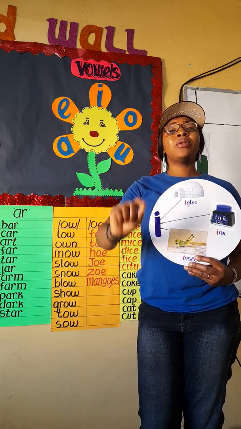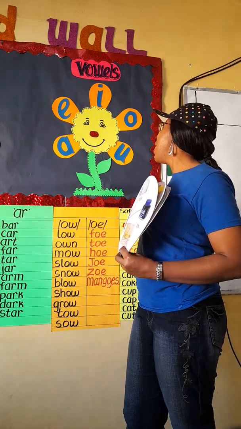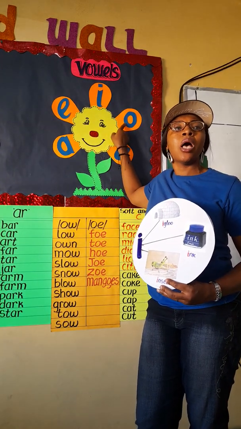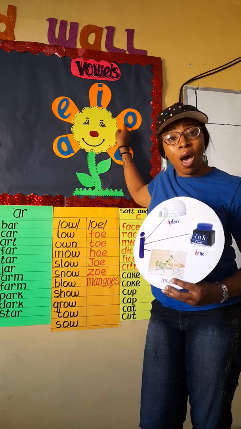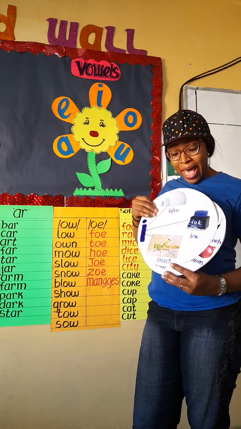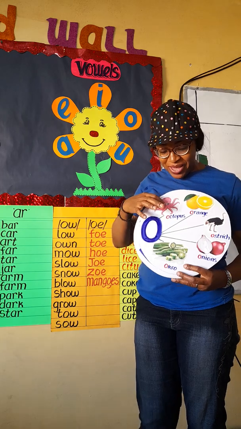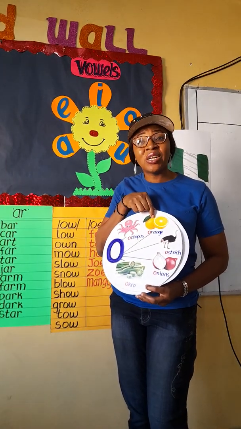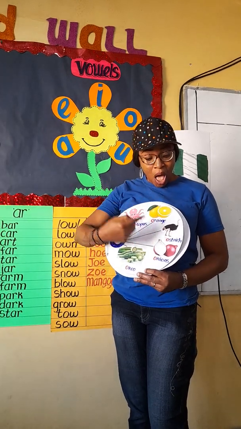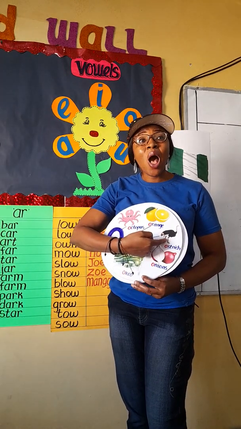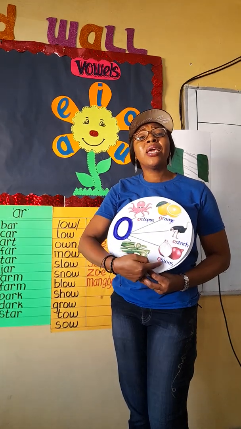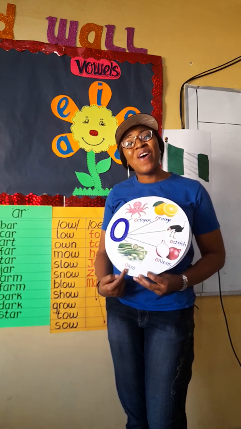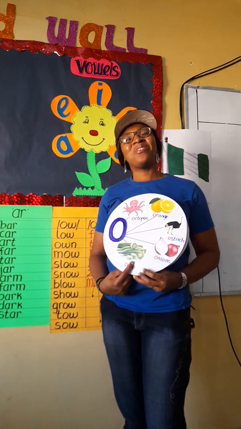The fourth vowel sound in the English alphabet is vowel letter O. And vowel letter O sounds O. O as in octopus. O as in orange. O as in ostrich. O as in onions. O as in okra. That's the O sound for you.